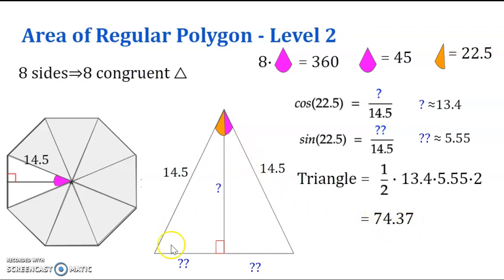Now that we've figured out one triangle area, we need to multiply that by 8. So for the octagon, we need to multiply this area by 8, and that gives us 594.96 units squared.